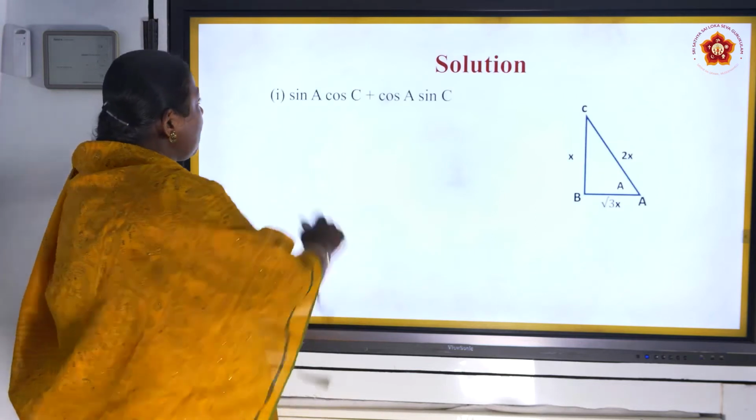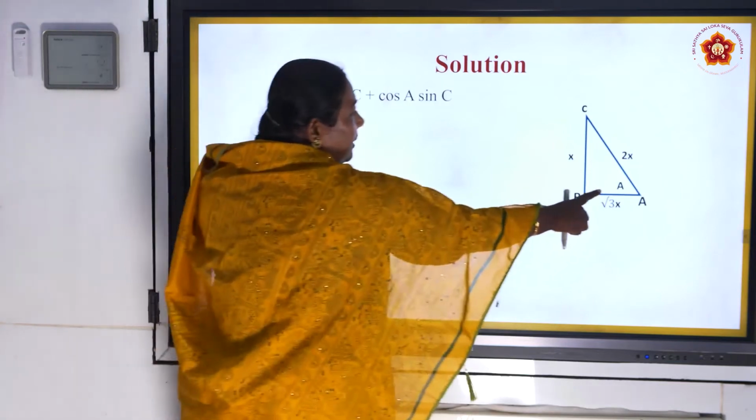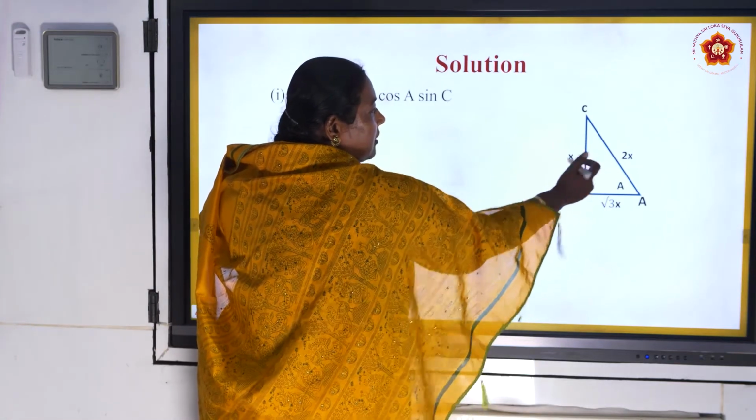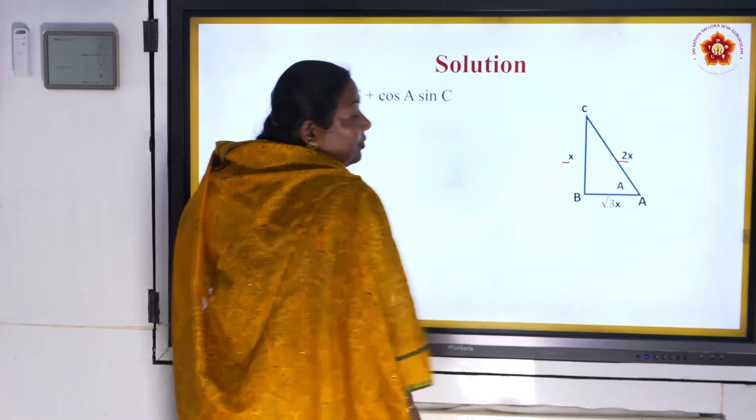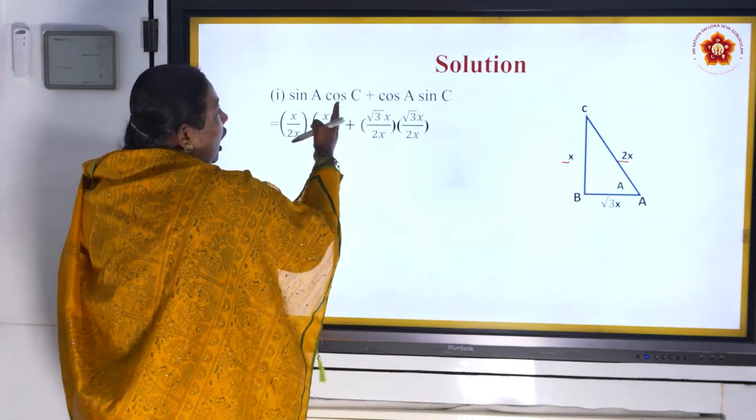Let us see. Sin A, cos C, cos A, sin C. Sin A means x by 2x, opposite by hypotenuse. So x by 2x. Next, cos C.